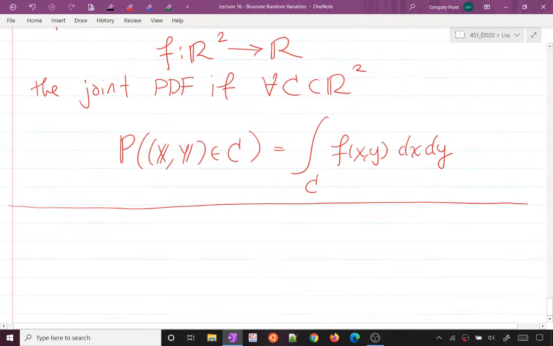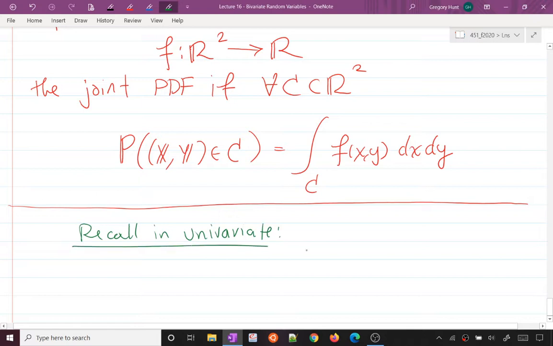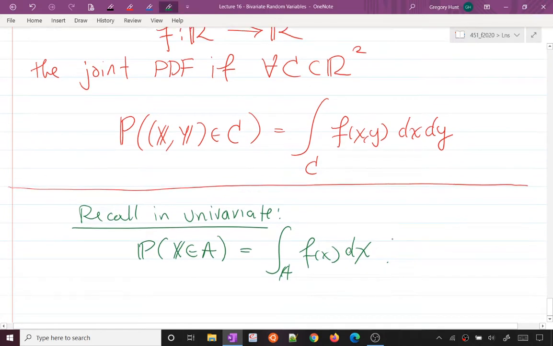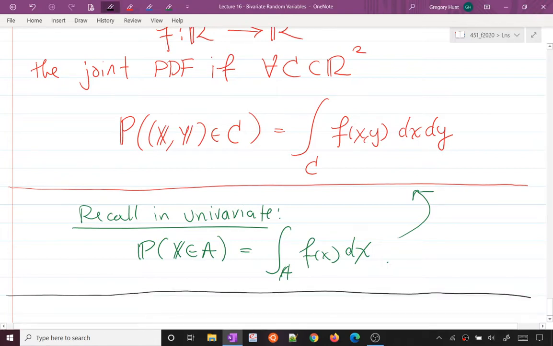And this is exactly what we saw in the univariate case. Recall in the univariate case, if I wanted the probability that X was in A, what I would do is integrate my PDF f_X over that set A. It's very analogous to what's happening here, but now we have two random variables, so we have a bivariate PDF, and so you have a double integral. It's just like moving from single variable calculus to multivariable calculus. So let's look at some facts of this joint PDF.